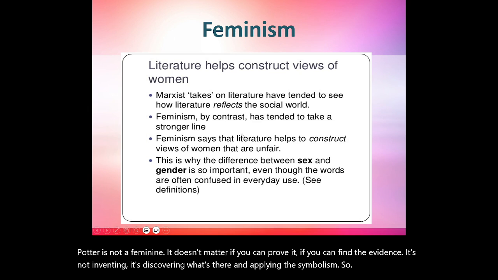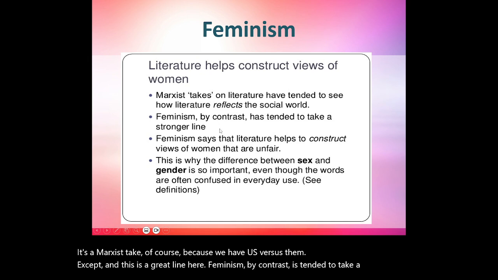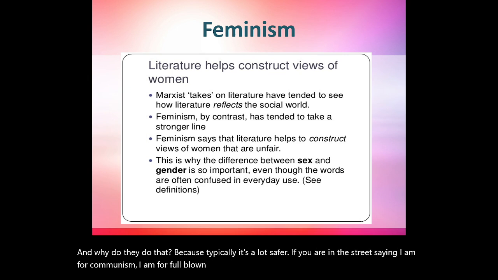So it's a Marxist take, of course, because we have us versus them, except, and this is a great line here, feminism by contrast has tended to take a stronger line. And why do they do that? Because typically it's a lot safer. If you are in the street saying, I am for communism, I am for full-blown socialism, most people, especially in the United States, are going to be against you.